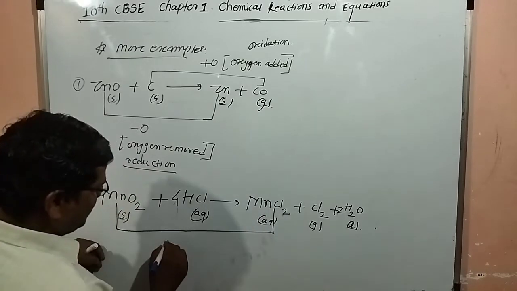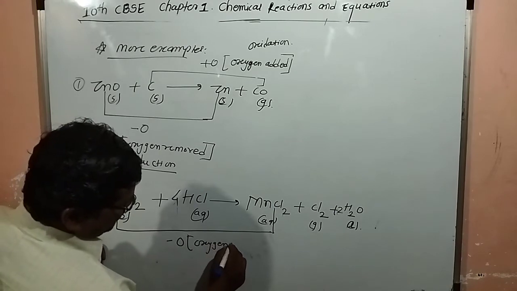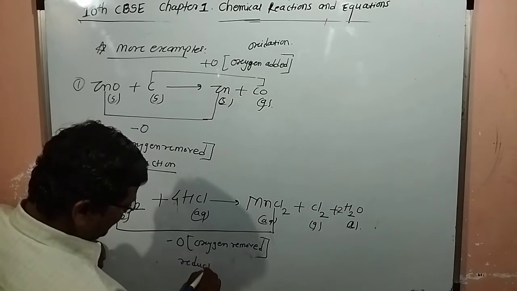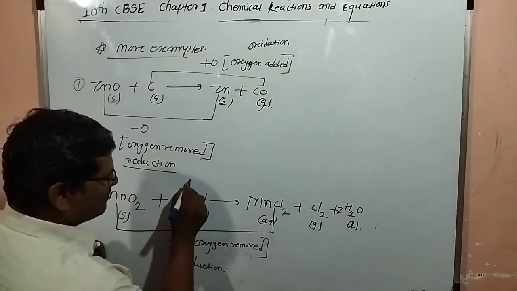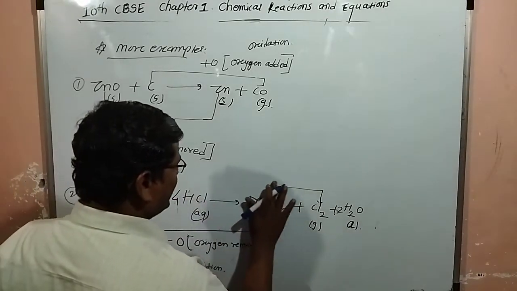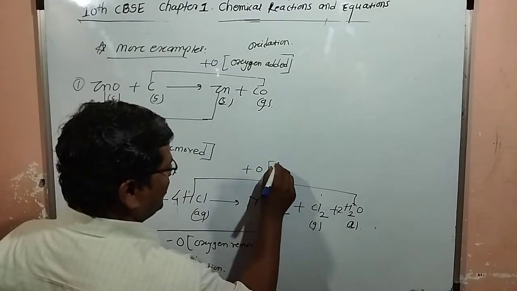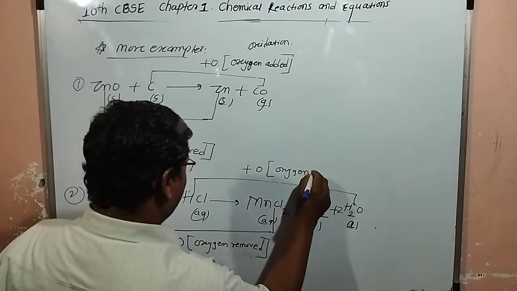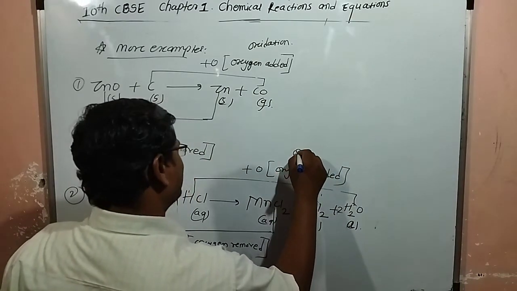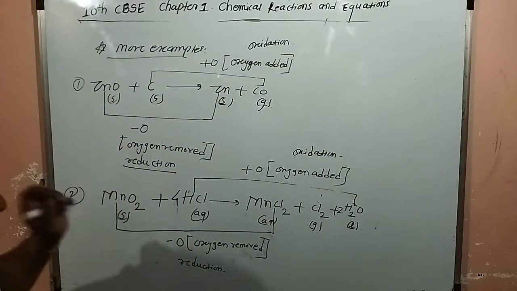From MnO2, minus O is there. That means oxygen is removed. Oxygen removed means it is a reduction reaction. Reduction. And here, from HCl, or you can directly take it this way, plus O is there, that means oxygen added. So oxygen added means it is an oxidation reaction. So the first and second examples are done.